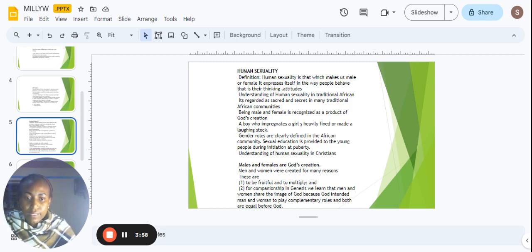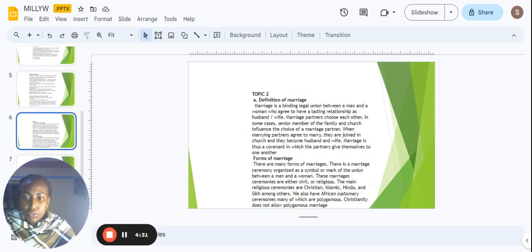Male and females are God's creation. Men and women were created for many reasons. One, to be faithful, to be fruitful, and to multiply. And the other reason was for companionship. When we look at the book of Genesis, we learn that men and women share the image of God because God intended man and woman to play complementary roles and both are equal before God.